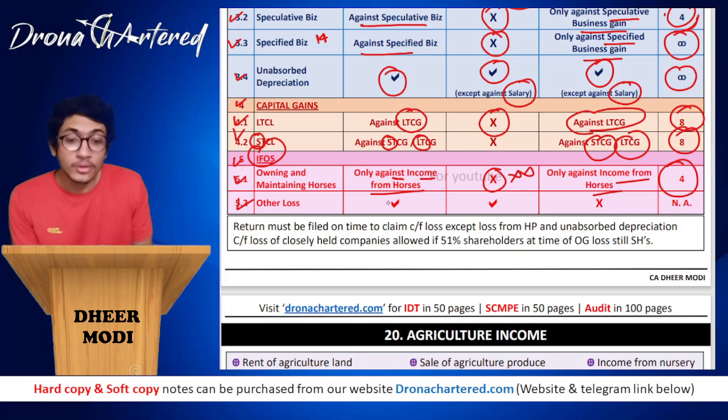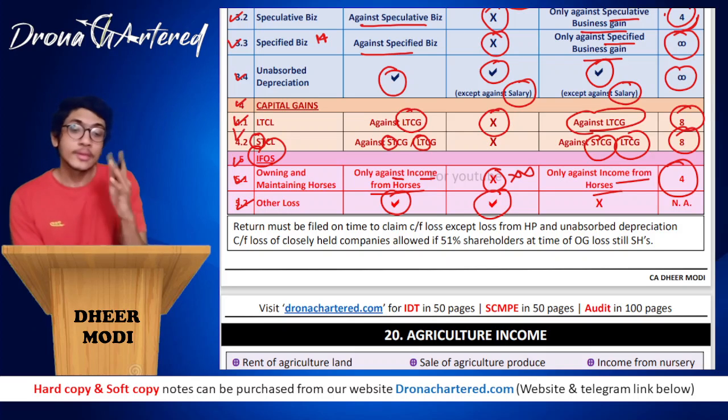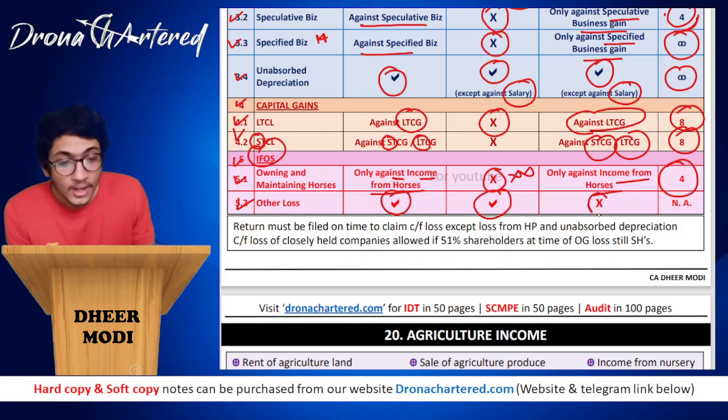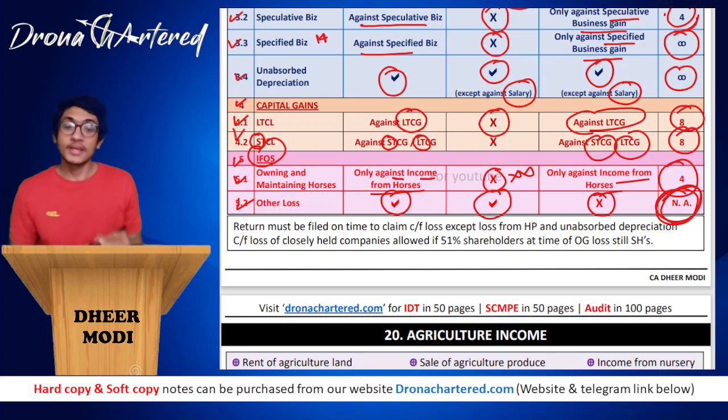And any other loss you are allowed to set off from any interhead that is within the same thing. In the future also you can set it off against other heads. However, carry forward is not allowed, therefore it becomes not applicable.